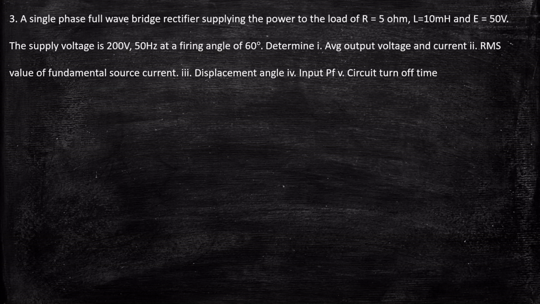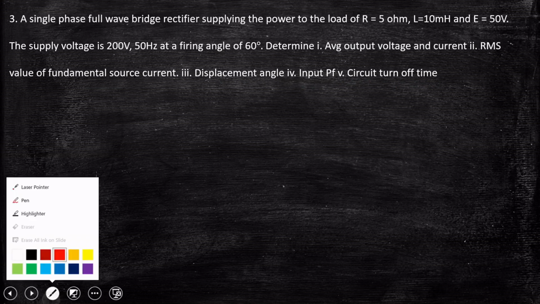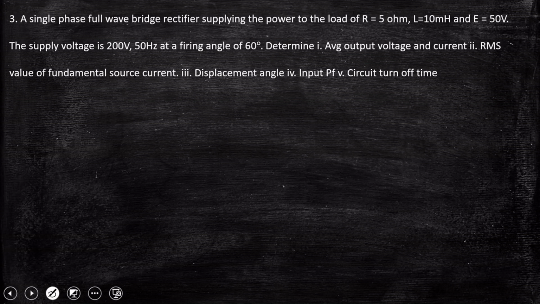A single phase full wave bridge rectifier supplying the power to an RLE load. Basically they have given us the value of R, L and E. The supply voltage is 200 volt 50 Hz at a firing angle of 60 degree. Determine the average output voltage and current, RMS value of fundamental source current, the displacement angle, input power factor, circuit turn off time. So again, in this case, let us consider the given data.